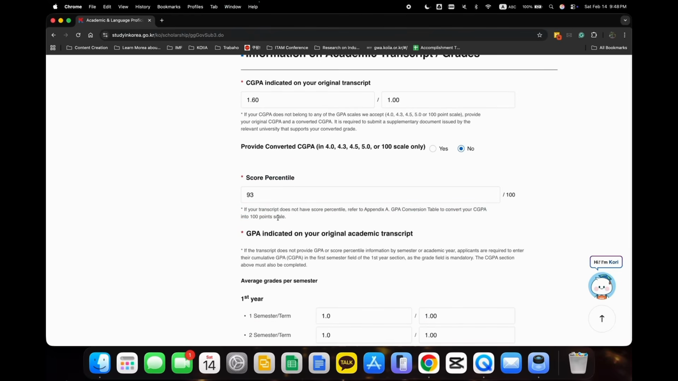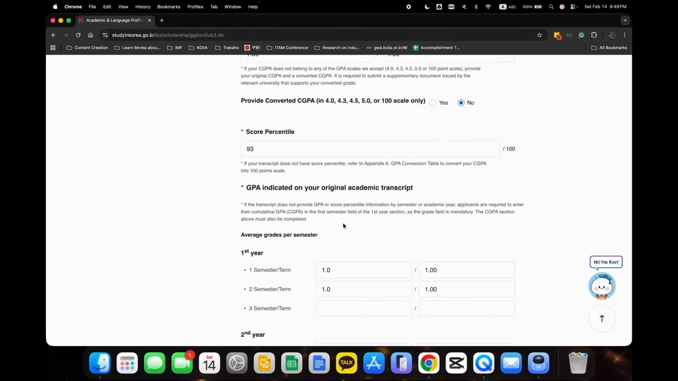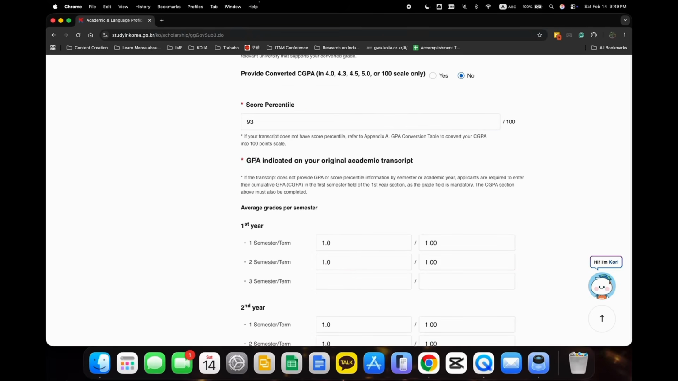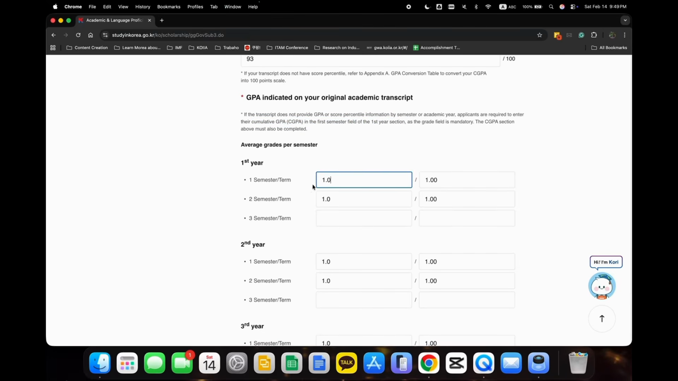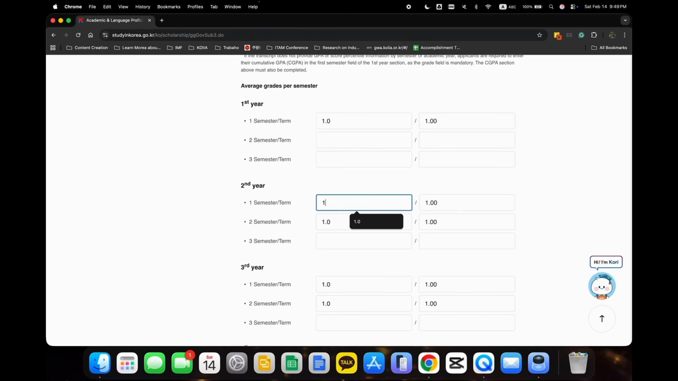I have mentioned to you, the conversion table should be at least one of those allowed here in South Korea. My recommendation, follow the score percentile. And for your GPA indicated in your original transcript, as I mentioned, it should not be very hard to find. You can highlight it directly, but if it's not available in your transcript of records, you must request a specific supplementary document from your university indicating your CGPA, your total average.